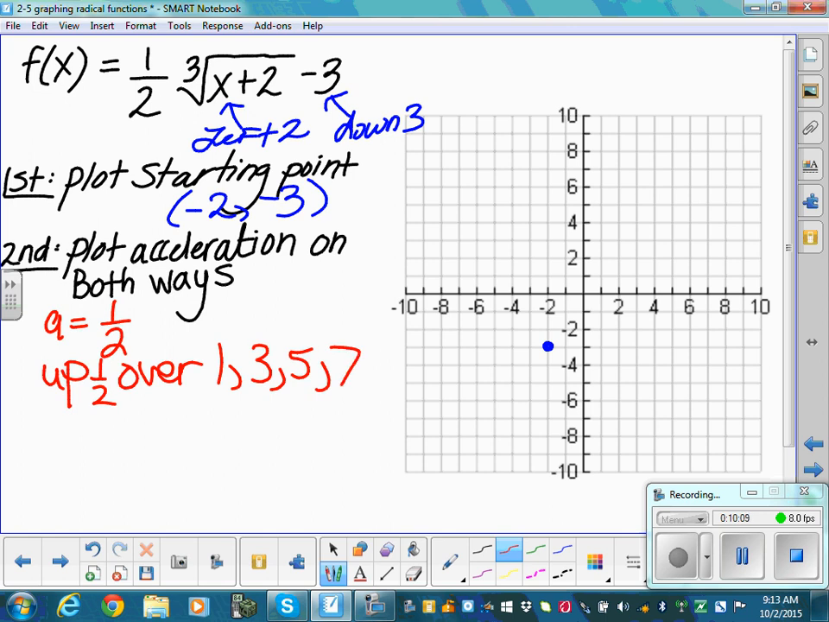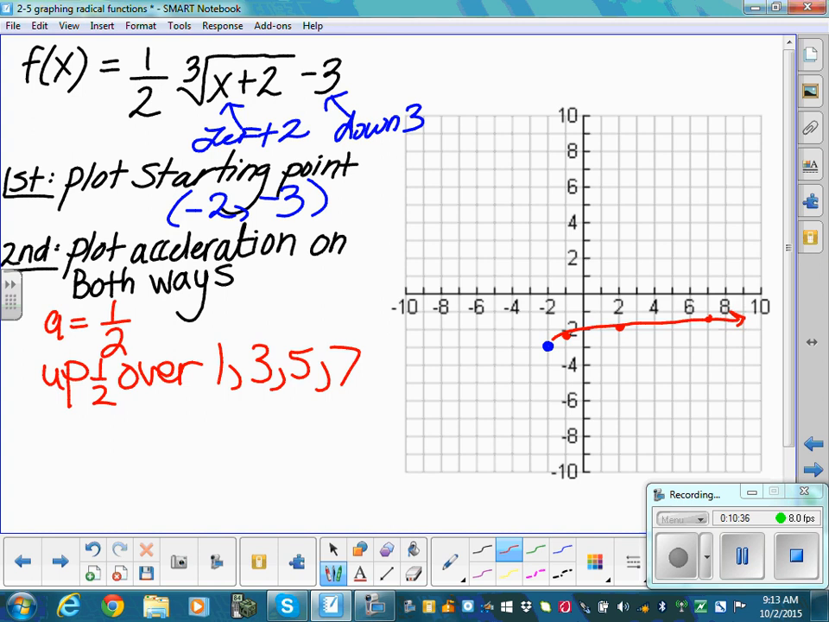So for a cube root, the top half looks just like a square root. We're going to go up 1/2, over 1. Then we're going up 1/2, and over what? Over 3. 1, 2, 3. Up 1/2, over what? 1, 2, 3, 4, 5. And that's all it's going to fit.